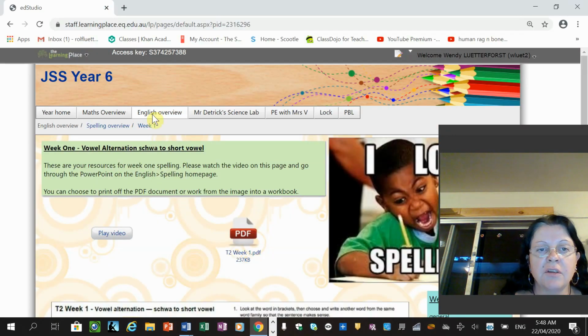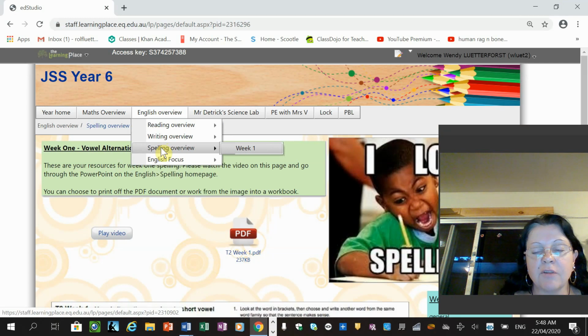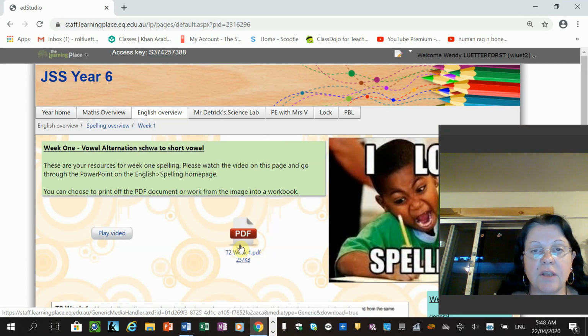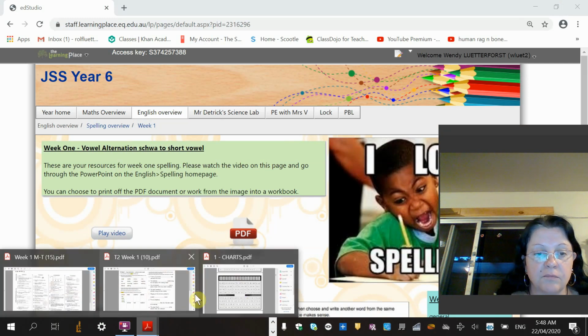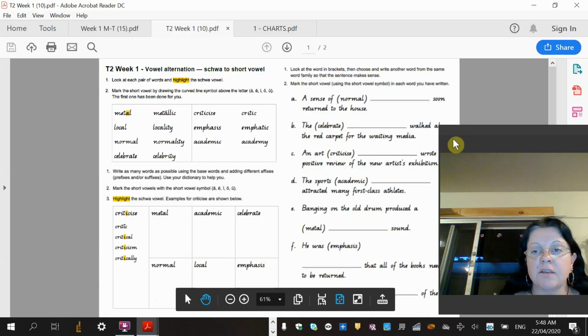Into Ed Studio. If you want to find the spelling focus we did on Monday, which was the PowerPoint, we'll do another one next Monday. And then the actual sheet, which is in week one, which is here. You can download that or just open it up for the lesson and work from that sheet. Okay, so as I said, we're really getting through this. This won't take us long at all.